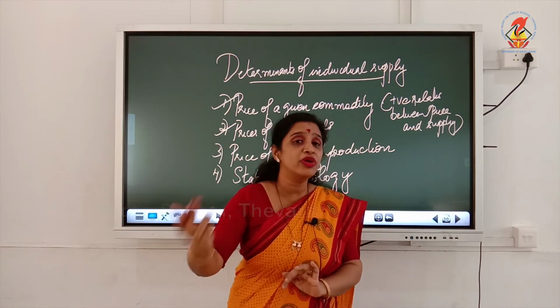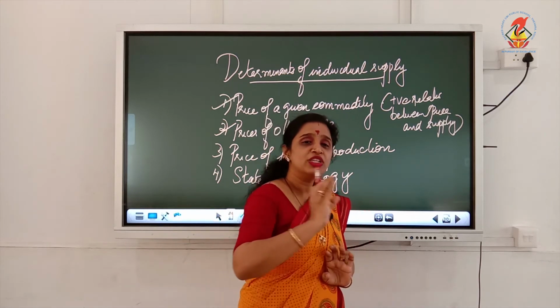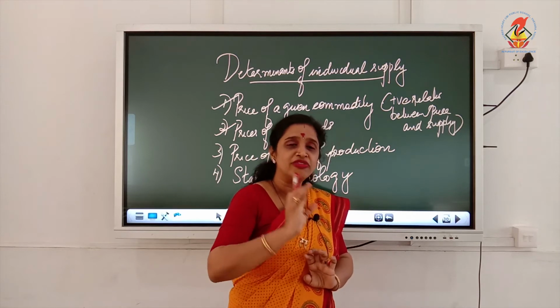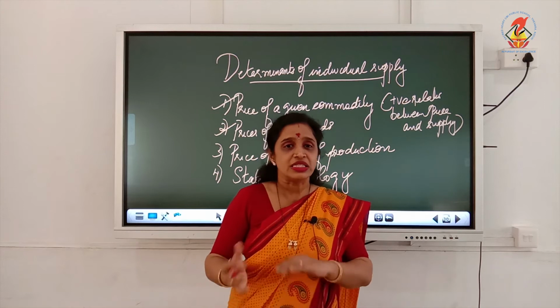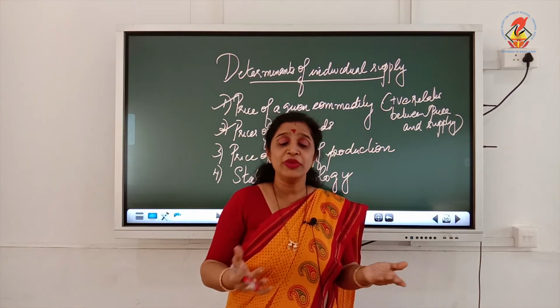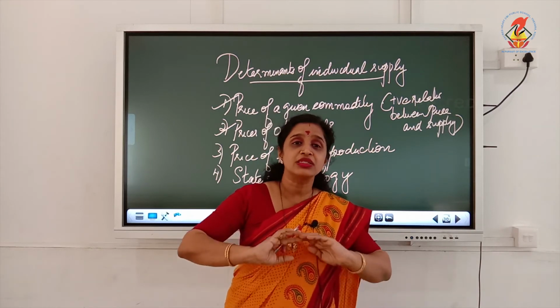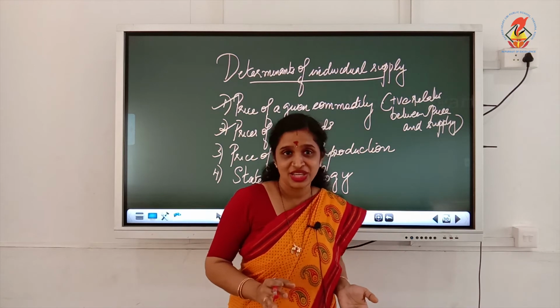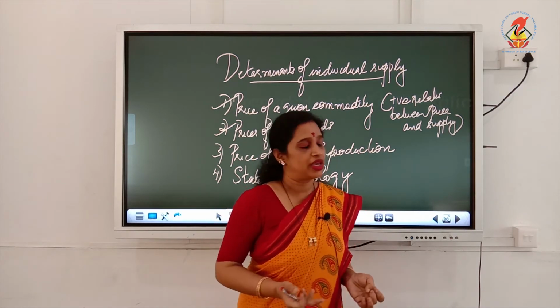Prices of other commodities also influence the supply. A producer who was supplying rice for a long time, or for a particular period of time, will shift his production from rice to wheat, seeing that the price of wheat has increased compared to rice. So, he will be using the land for the production of wheat instead of rice, and he will start supplying wheat instead of rice. So, prices of other commodities also influence supply.